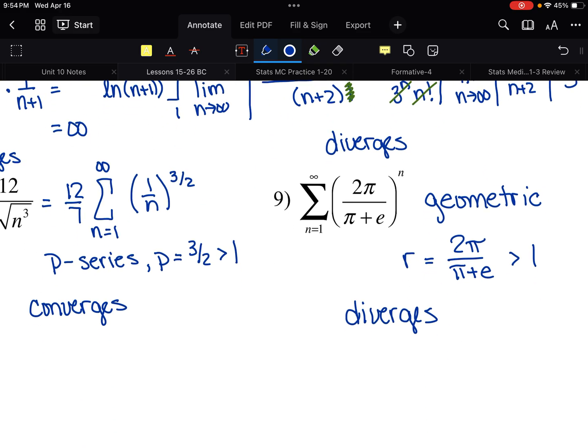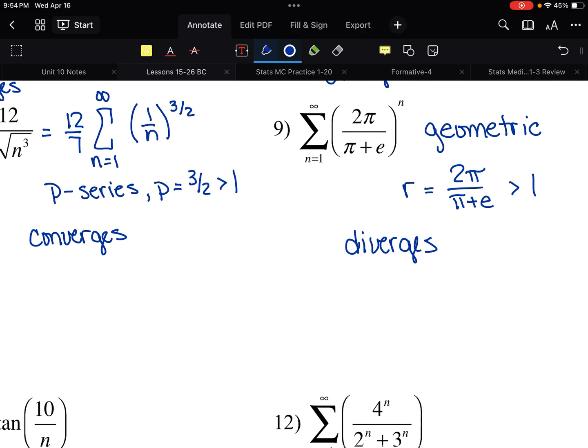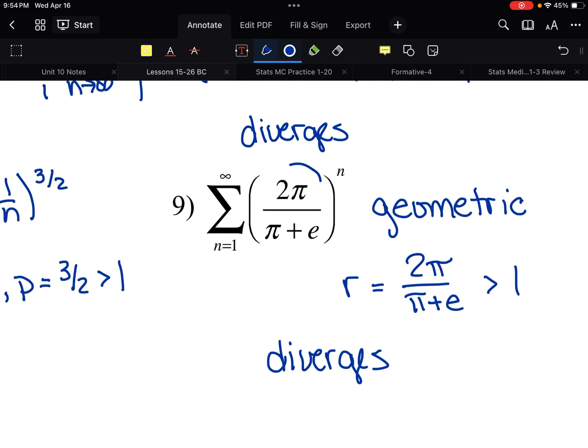When I scroll through some more, I'm looking for some things that kind of stand out to me. I've got all numbers, weird symbols, but numbers, and I've got an exponent. So that's a geometric series. So what am I multiplying by over and over and over and over? Well, whatever that is. So 2 pi over pi plus e is bigger than 1.